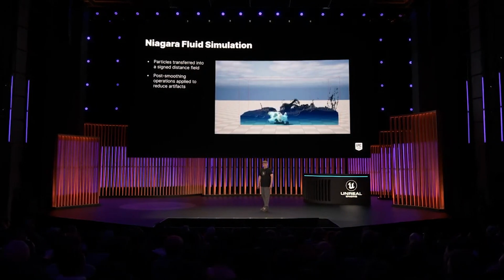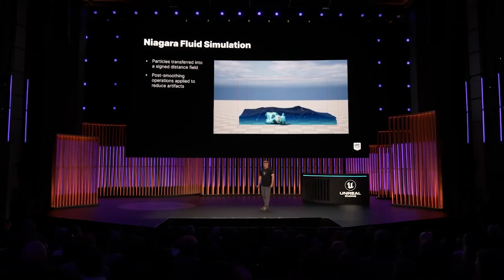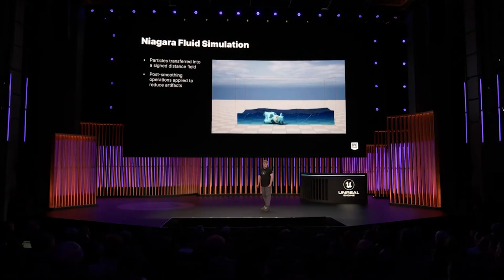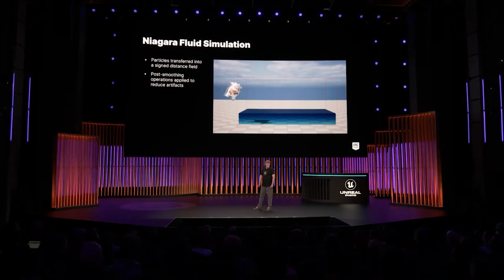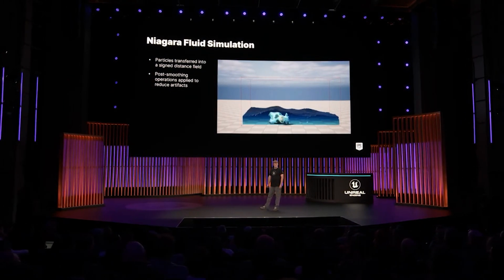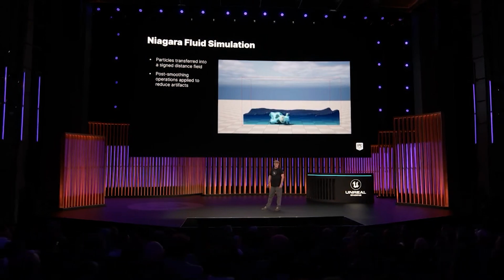Finally, to visualize the results of the simulation, the particles are stamped into a signed distance field so that a surface volume can be generated for rendering. The signed distance field is then smoothed to reduce noise artifacts introduced by the rasterization of the particles on the grid.